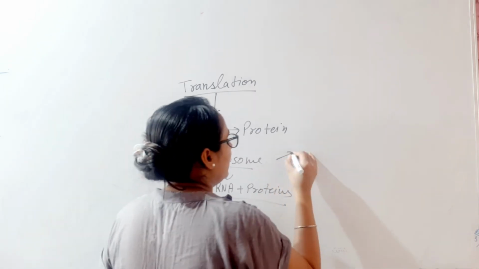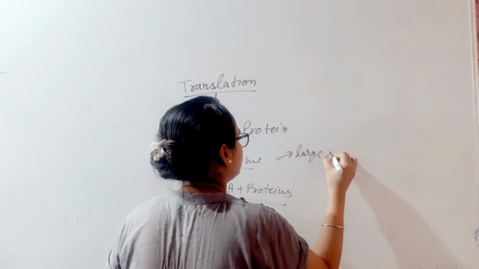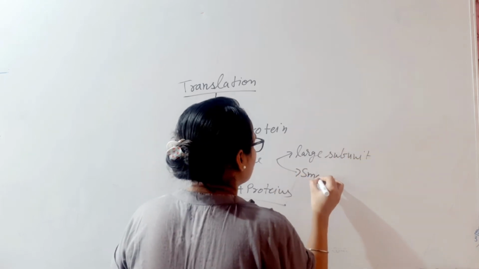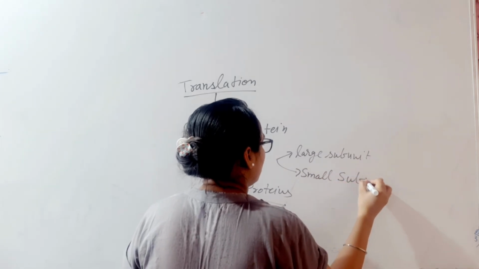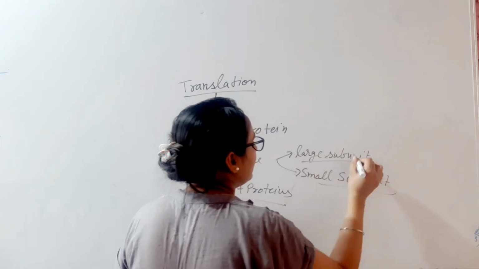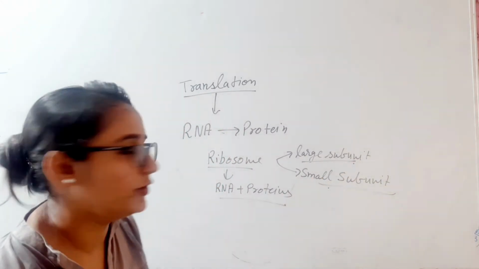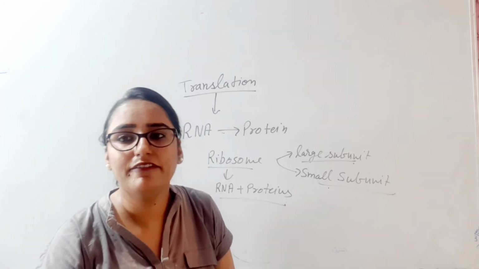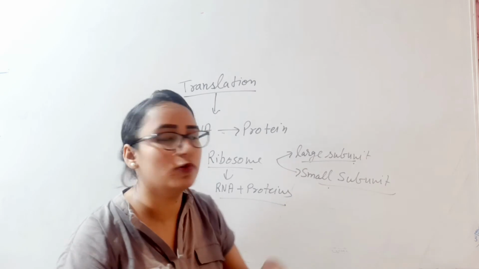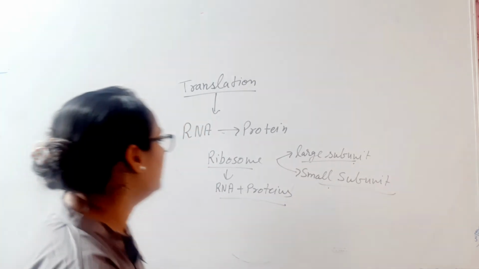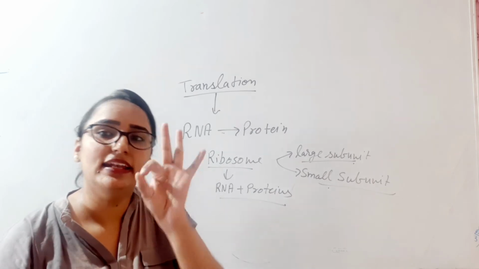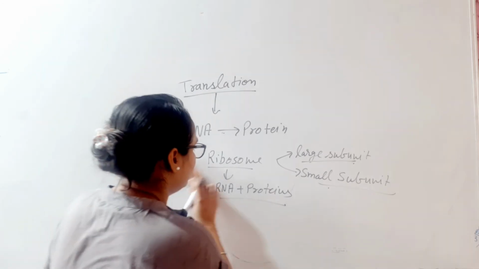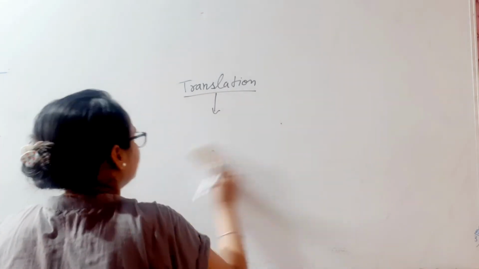And there are two subunits of the ribosome. One is the large subunit and the second one is the small subunit. Both of these subunits are combined when the ribosome is active, and when the ribosome is inactive, these large and small subunits are free. Okay. And there are three sites in the large subunit of the ribosome.